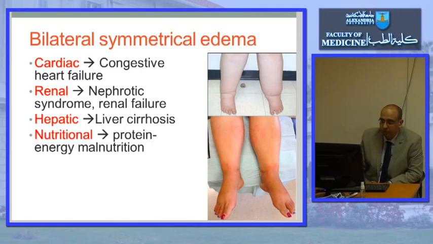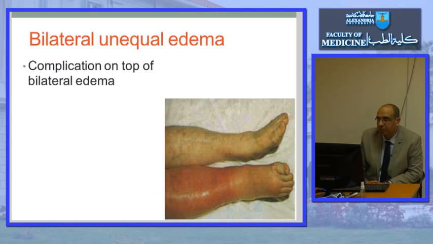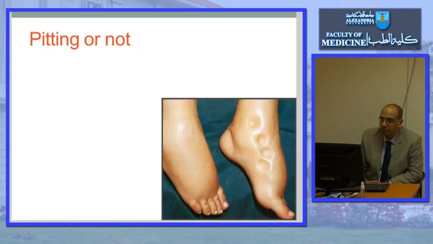Nutritional, protein energy malnutrition, decreased intake of albumin, decreasing osmotic pressure. Allergy, increased permeability of the blood vessel. Lymphedema is due to lymphatic obstruction, and myxedema also. Bilateral unequal, I should think of a complication like cellulitis or DVT on one side.